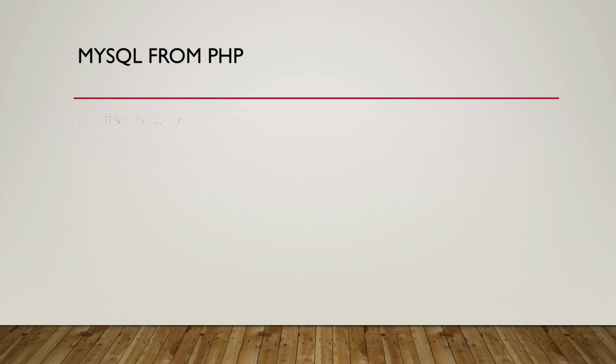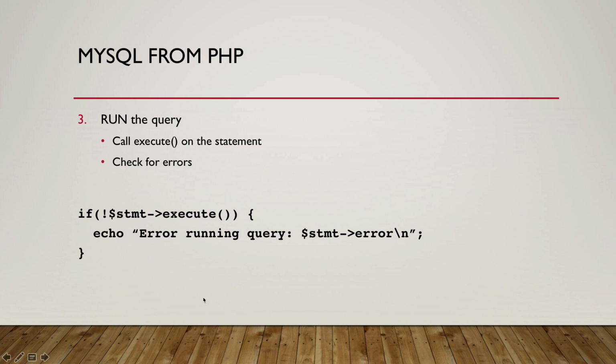Now, step 3, we need to run the query. This one's pretty straightforward. You basically call the function execute on the statement and then check for errors. Once again, we're always checking to make sure it succeeded. It looks like this: you take the statement, call execute. If it returned false, so if not statement execute, then we say what went wrong. And again, statement error is going to contain more information about the last error that occurred for the most recently called function.